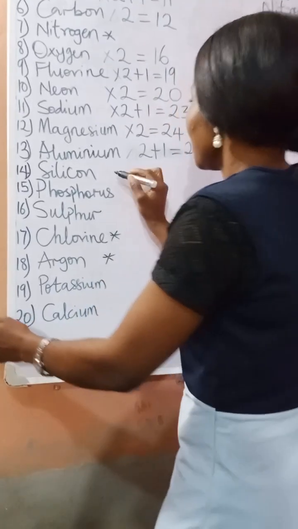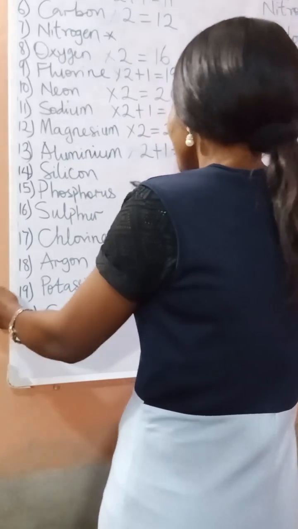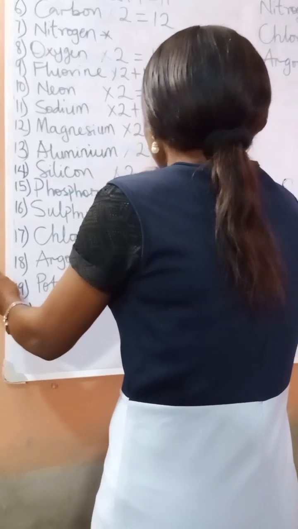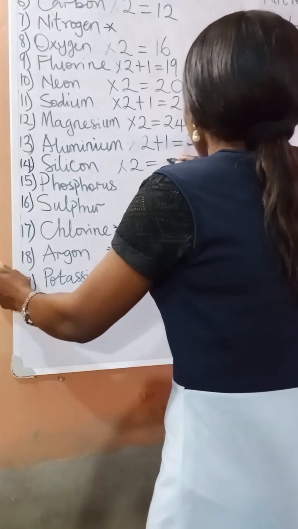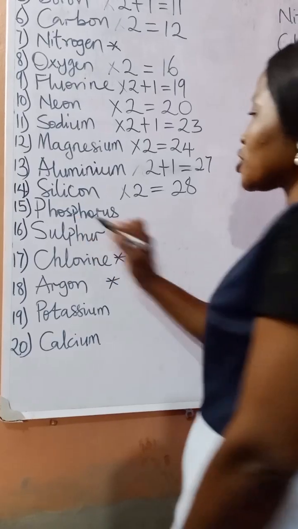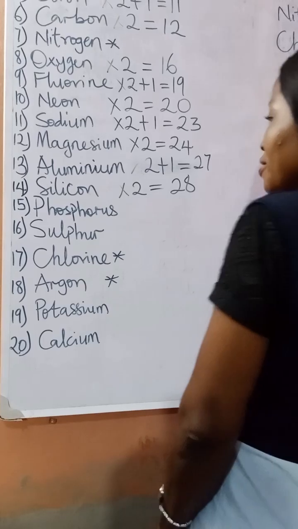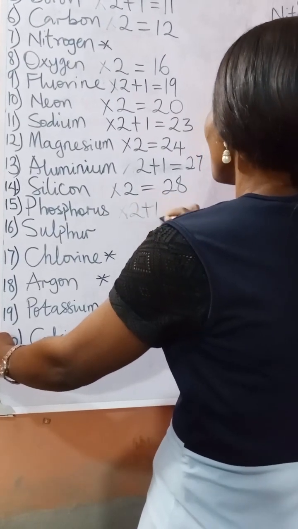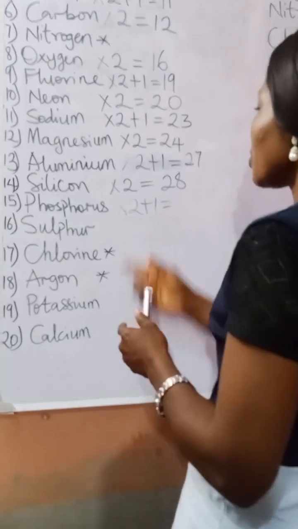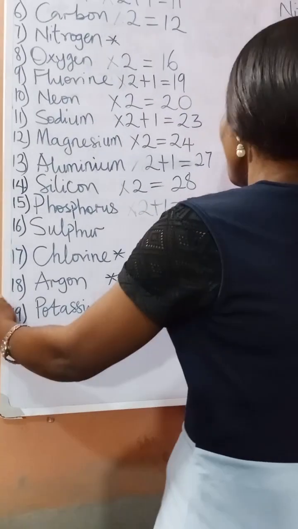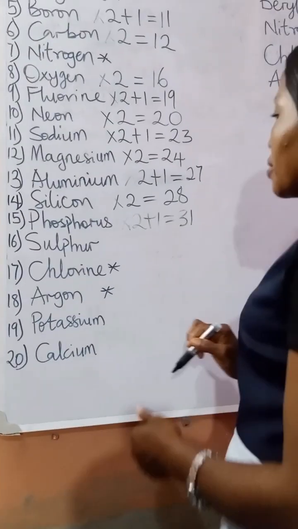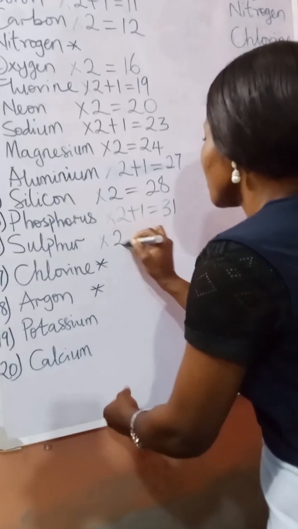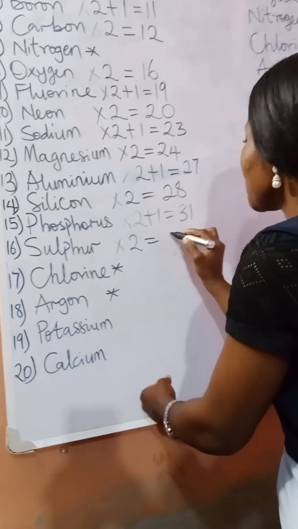Next is silicon. The atomic number is 14, even number, so we just double it. Double of 14 is what? 28. I'm sure you know that. Times 2. 14 times 2 equal to 28. Next is phosphorus, proton number 15. That is an odd number, so times 2 plus 1. 15 times 2 is 30 plus 1, 31. Next is sulfur, atomic number 16. We just multiply by 2. 16 times 2 is 32.